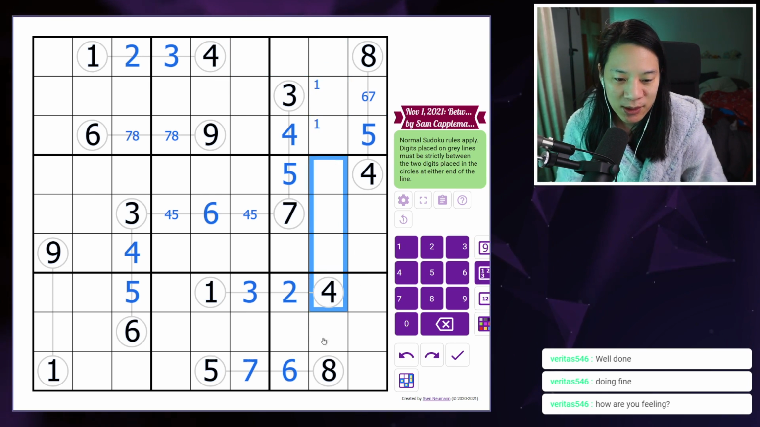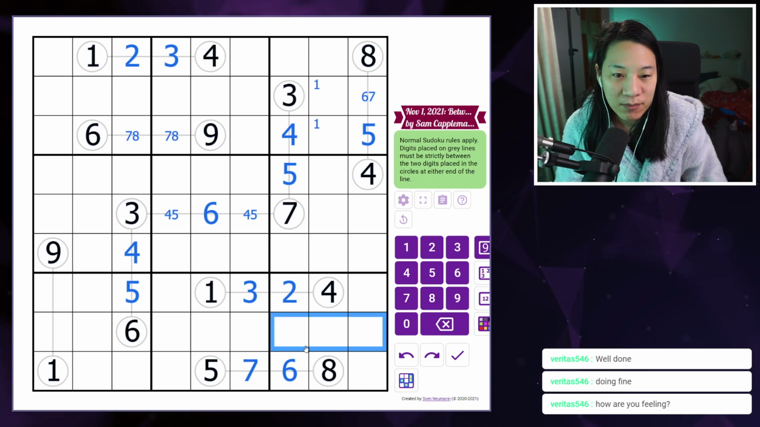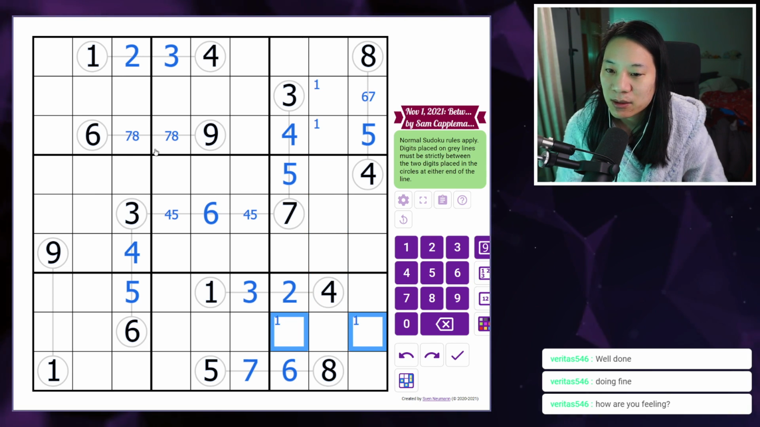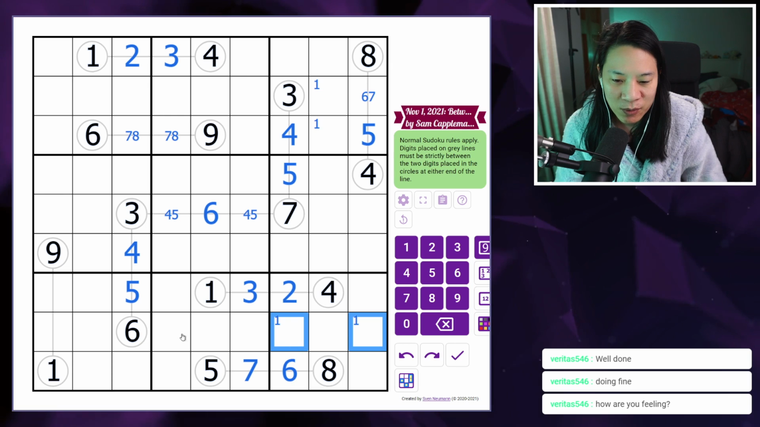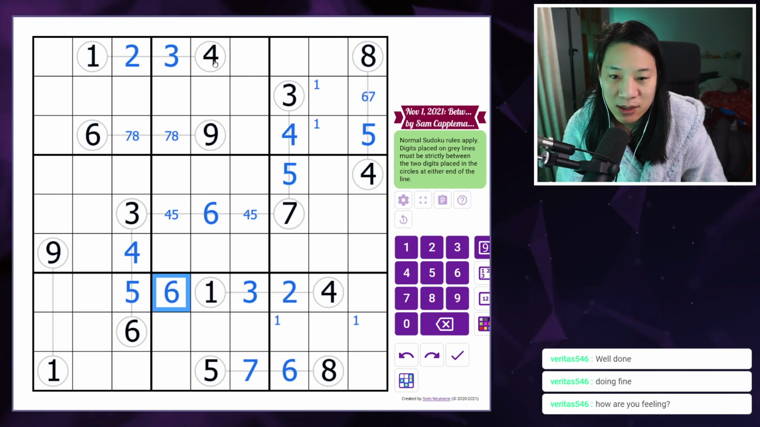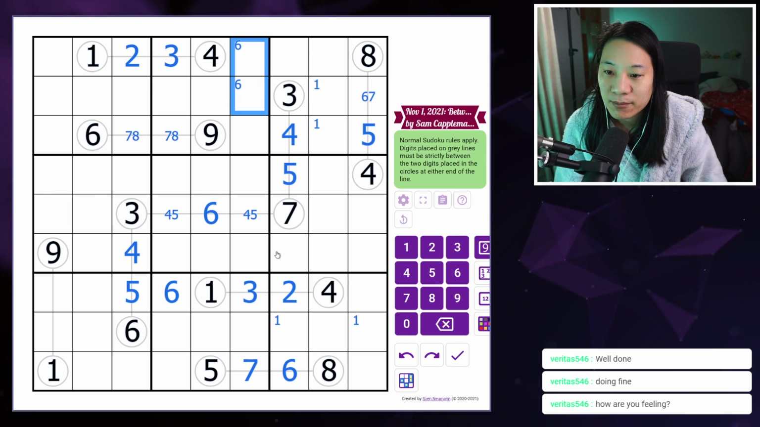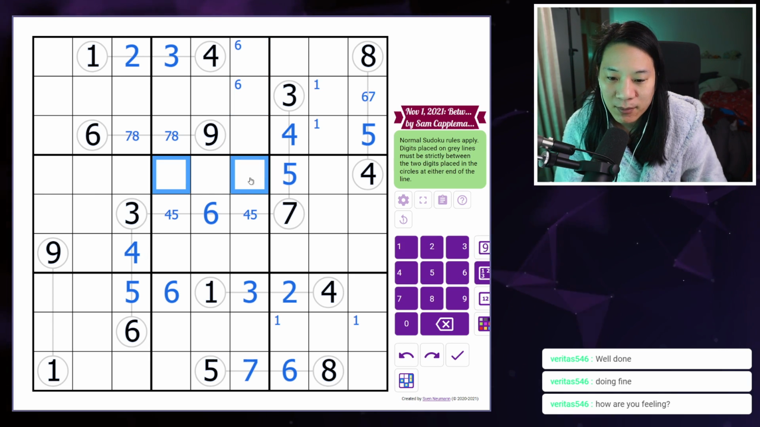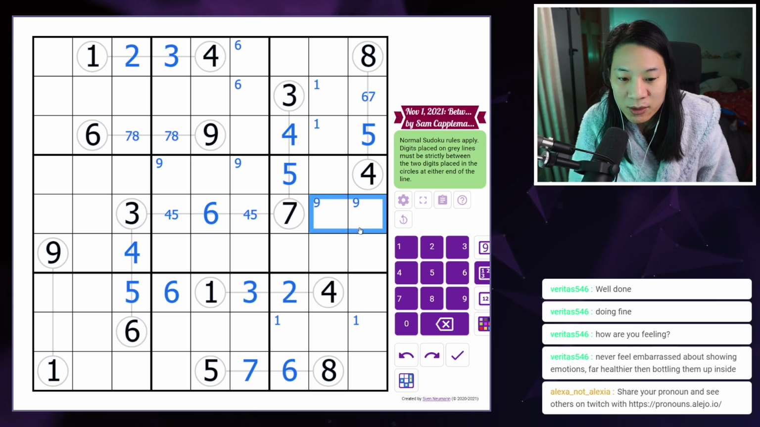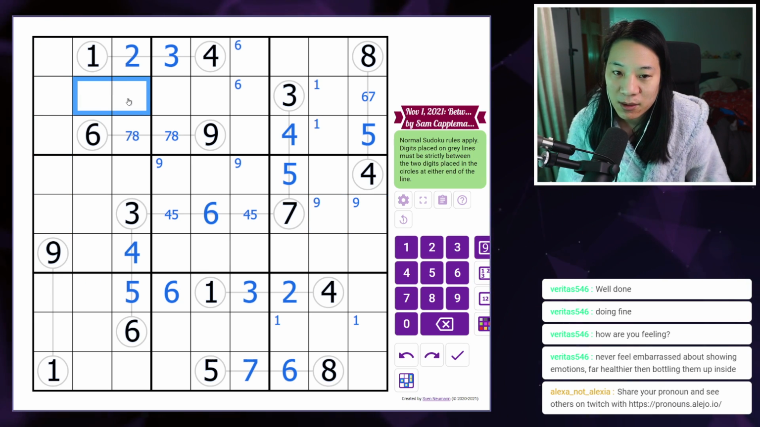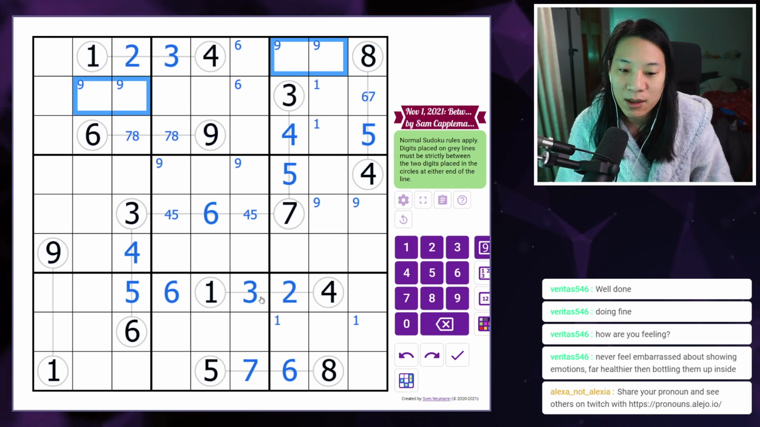So pointing pair 1s there, meaning these are 1s. I think we're down to just normal Sudoku rules now. So 6 is here and there. Pointing pair 9s tells me these are 9s. 9s are there as well.